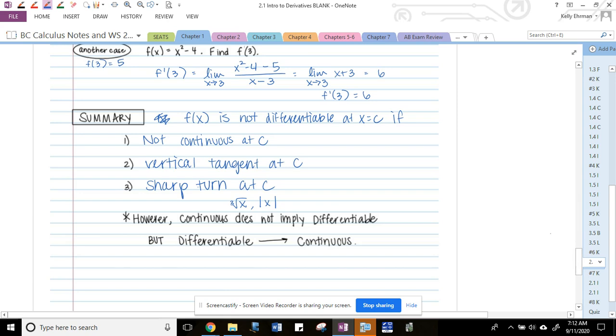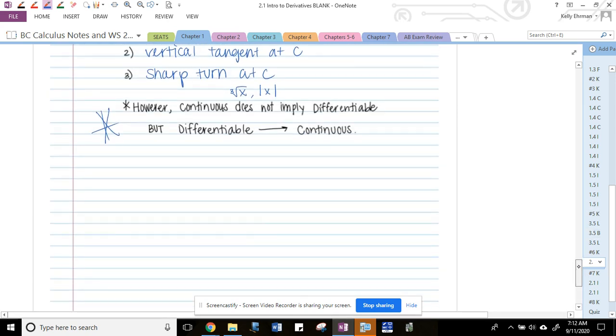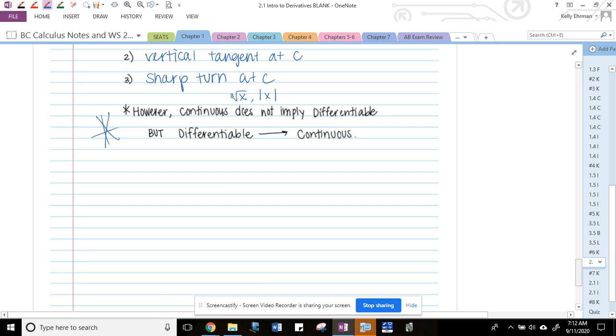All right. This is actually a really important thing to keep straight. They'll try to throw that into multiple choice and things like that.